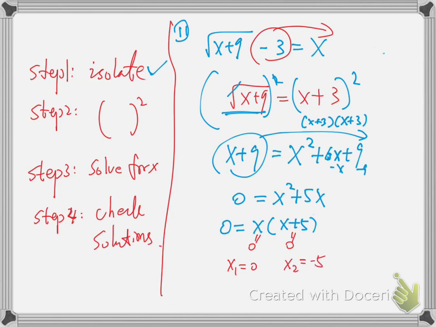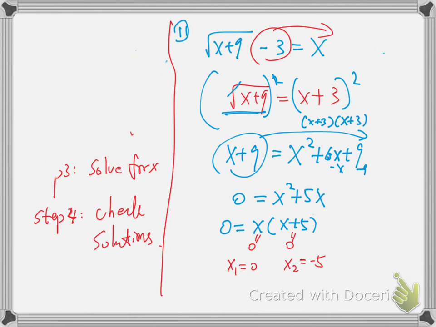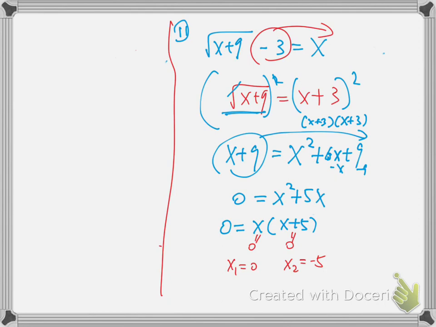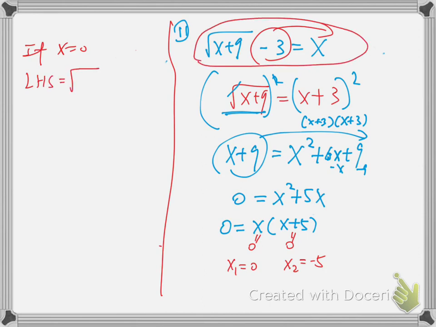So if you can factor, this part is easy. You can get good integer solutions. So now let's check these two solutions, right? That's the last step, step 4 here. So if x is 0, what's the left hand side, right hand side? So for the left hand side, you check it in the original given equation. Radical x plus 9 minus 3, so x is 0, so this is radical 0 plus 9 minus 3, so this is radical 9 minus 3, so it's 3 minus 3, 0.